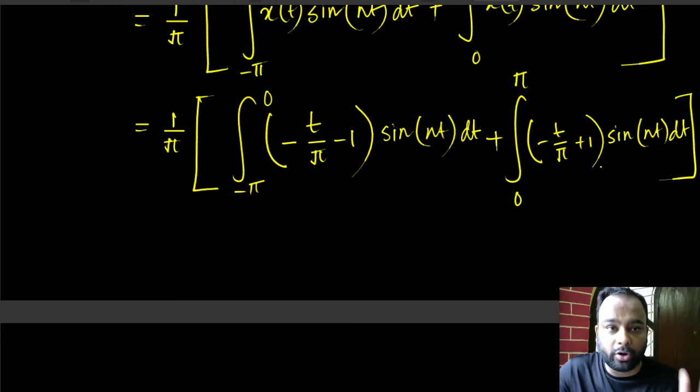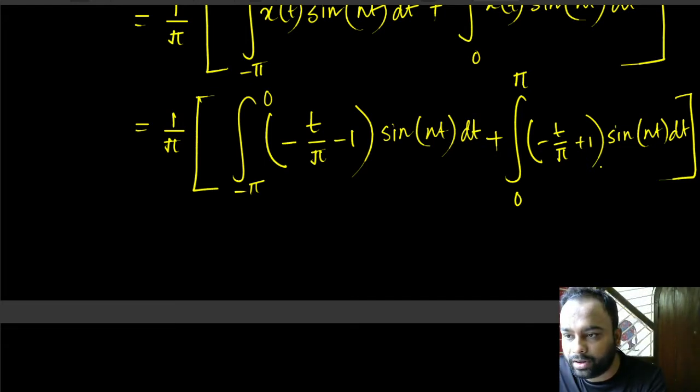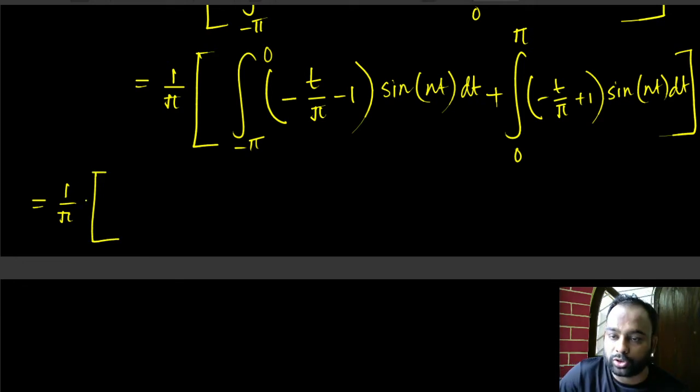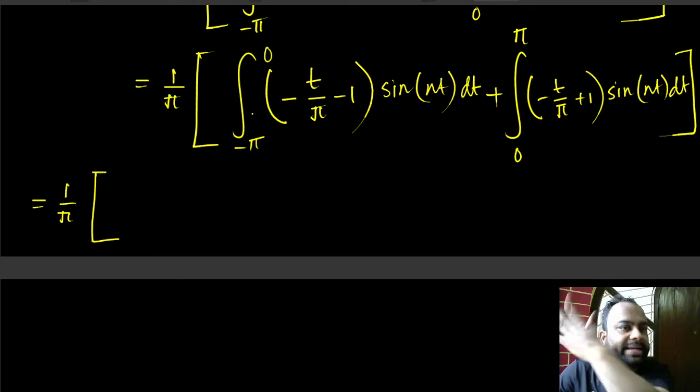Yeah, we are going to do that, so don't worry. We're going to simplify things further. Of course, simplification is one of the most important things that you're going to do. So with this I can write 1 by pi, and this is going to be split into two portions, right? So let's split the entire integral.